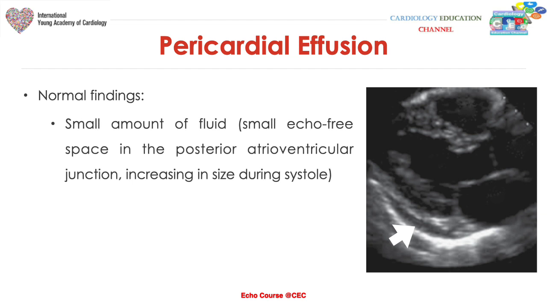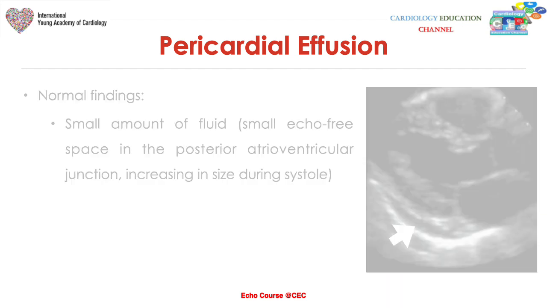But note there are some normal findings so as not to be mistaken as pericardial effusion. You may have a small amount of fluid, like a small echo free space in the posterior AV groove, increasing in size in systole and may totally collapse in diastole. So this is a normal finding, or this is the normal amount of pericardial fluid. So you should not mistake this as pericardial effusion.